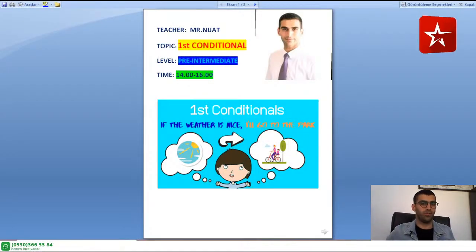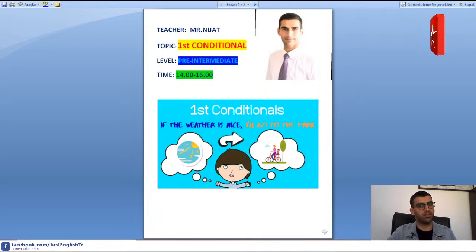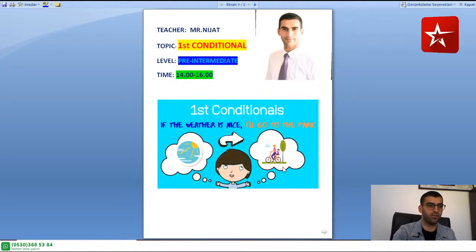Hello again, I'm back, and as you know, today's talk is about the first conditional for pre-intermediate level students, and I will be here one more hour and we will be continuing to talk about the topic. The topic is first conditional sentences.